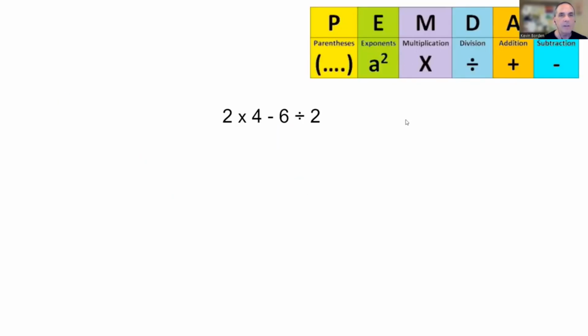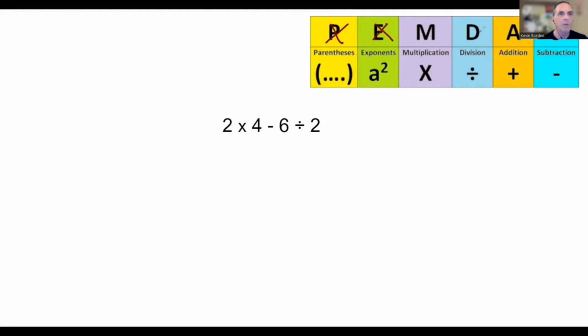Let's take a look at some examples. So here we have 2 times 4 minus 6 divided by 2. We have three different operations: multiplication, subtraction, division. So let's try to apply our rules. We don't see any parentheses. We don't see any exponents. So we're looking for multiplication or division when going from left to right. Well, here we have multiplication. So let's do that. 2 times 4 is 8.